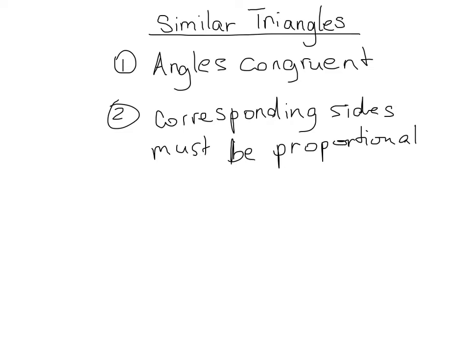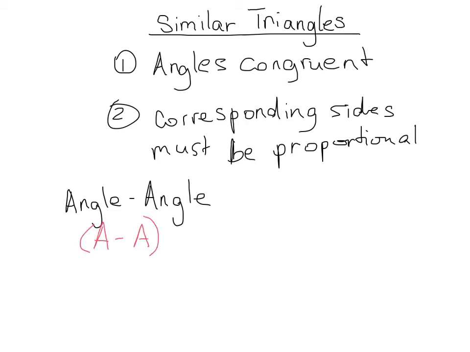Now the good news is this: you don't have to check for proportionality for all corresponding sides, and you don't have to check for congruence for all corresponding angles. All you have to check is a couple things. So, for example, there is something called the angle-angle postulate. Yes, I said it twice and I meant to say it twice. So for short, the AA postulate.